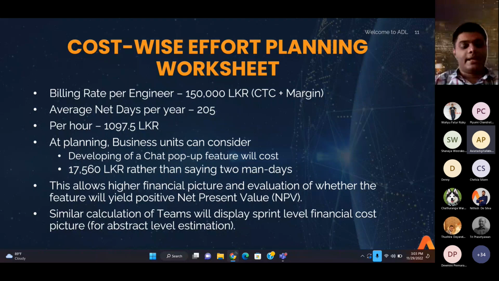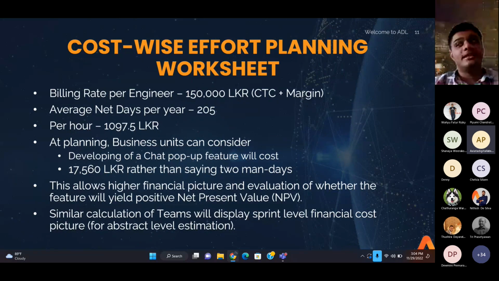At a plan, let's say if you need a chat pop-up feature or the QR code merchant discount feature, once the person says 2 man days, it has no value. There is nothing to compare and there is no decision making point. But if they say 17,560 rupees based on the above billing rate and the per hour rate, calculated at 8 hours per day, you would be in a better position to judge whether this chat pop-up feature will have a positive result.